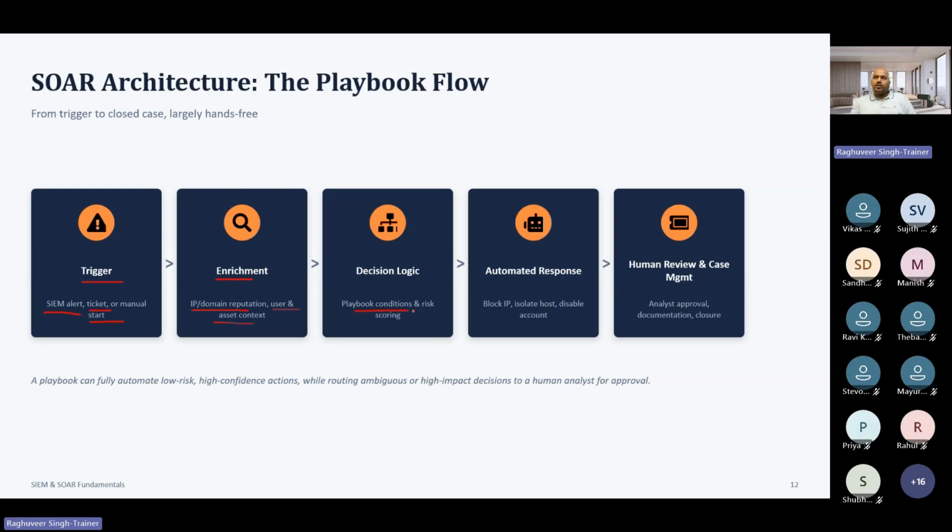Based on the enrichment, you will have created conditions in the playbook or workflow. That decision logic will be executed, and based on that, it will perform automated actions. Those automated actions could be blocking an IP address, isolating the host, disabling the account, and in the end, it will document everything in the case management.